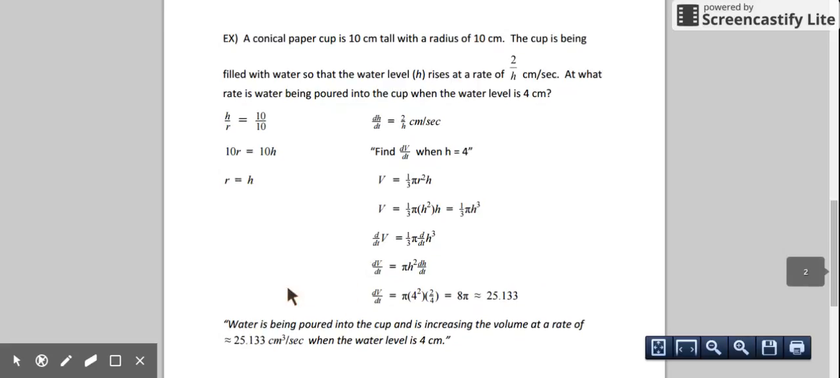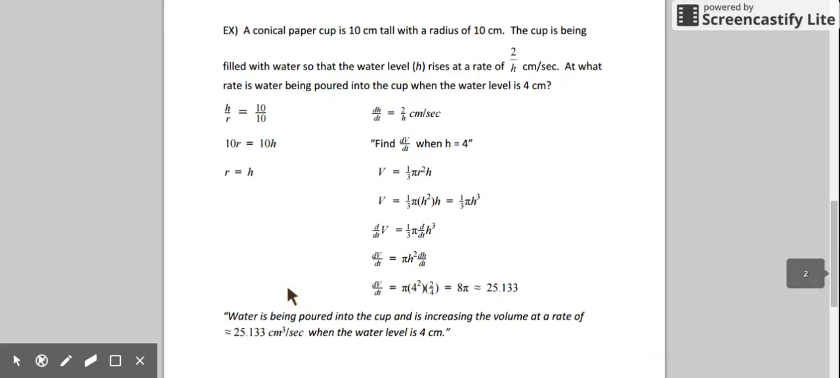And now let's interpret our final solution. So water is being poured into this cup, and the volume is increasing because we have a positive rate of change, at a rate of approximately 25.133 cubic centimeters every second at the time when the water level is exactly 4 centimeters. So there are some examples involving related rates and cones. Try and use that little method here where we can relate the height and the radius, and hopefully that'll help you figure out how we can do related rates with cones.